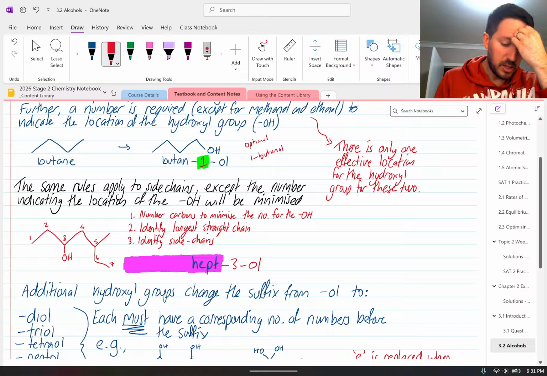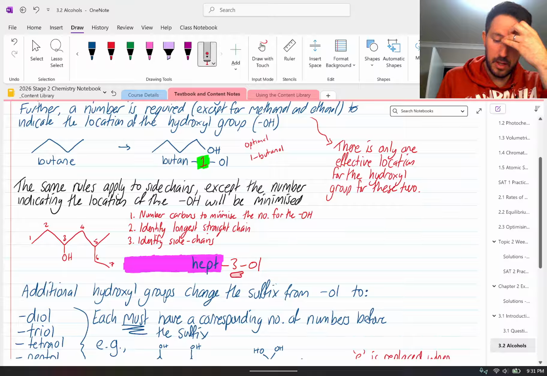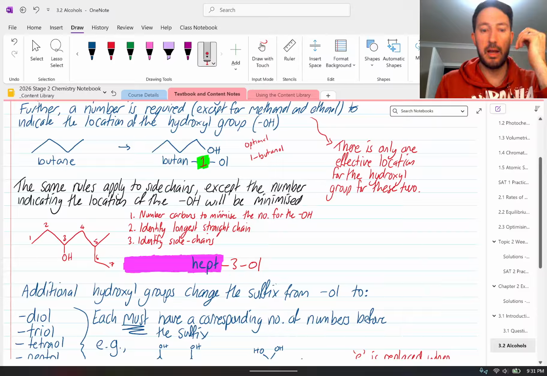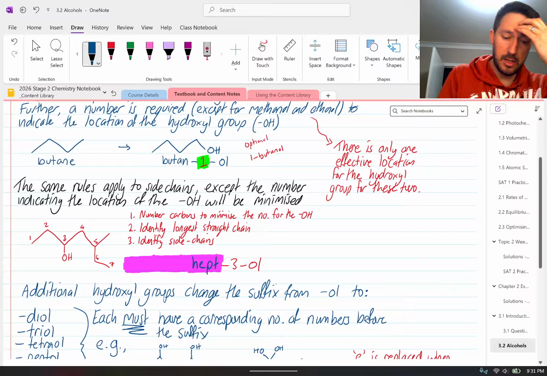We cannot just decide to count from a different side just because we want to minimize the number for the methyl. Once you've minimized the number for the alcohol, so this number here, then the other numbers just fall out wherever they lay. In this particular case, we have our hept.